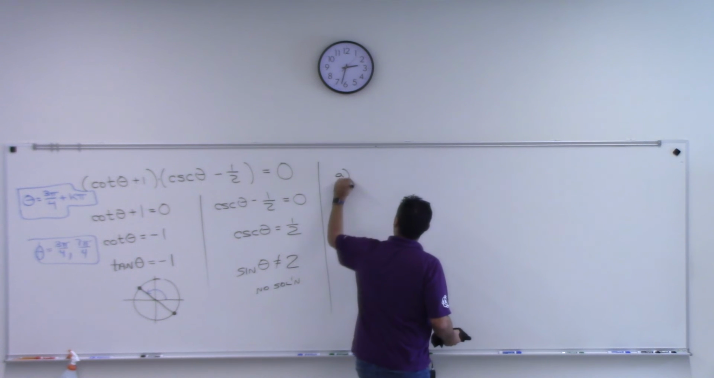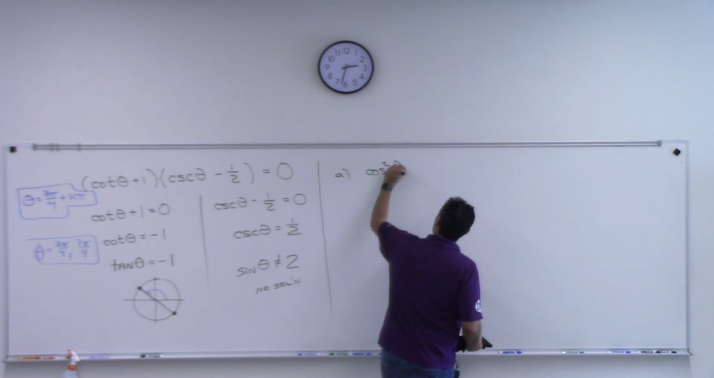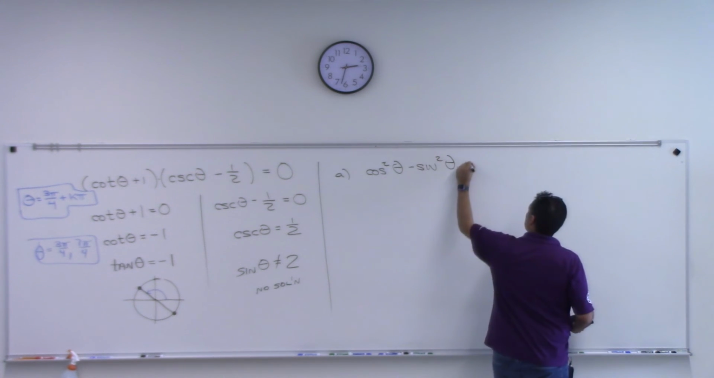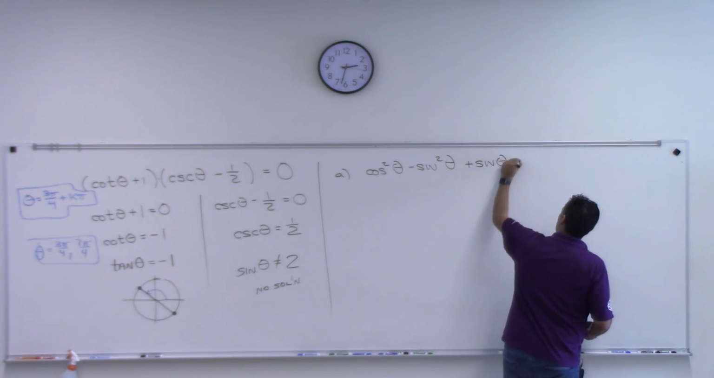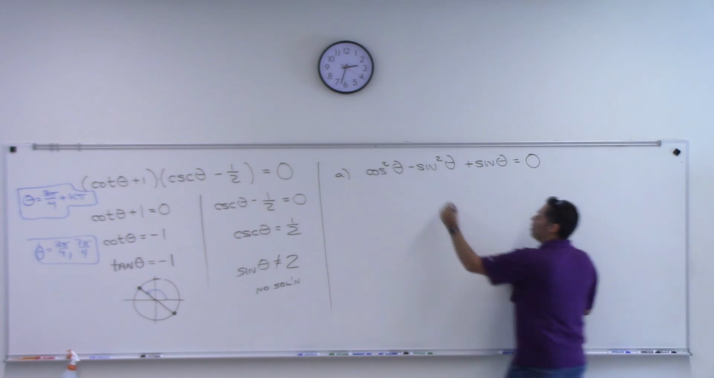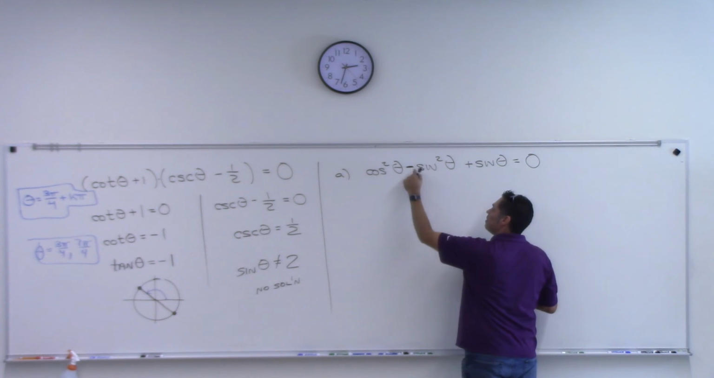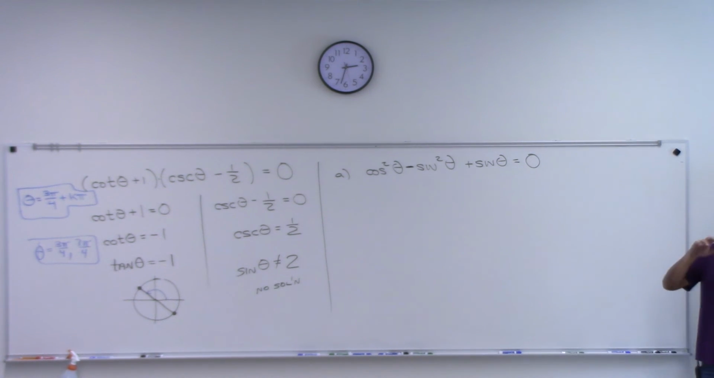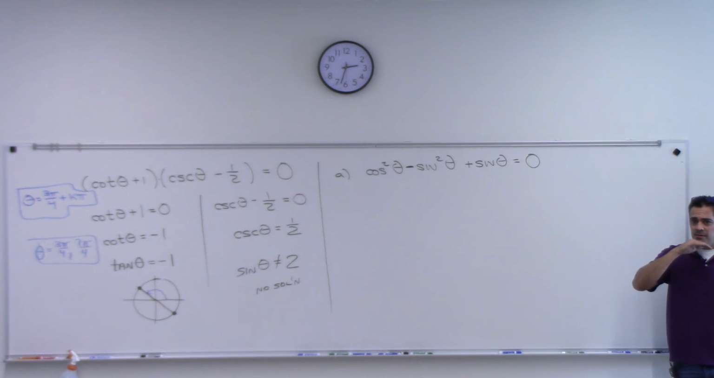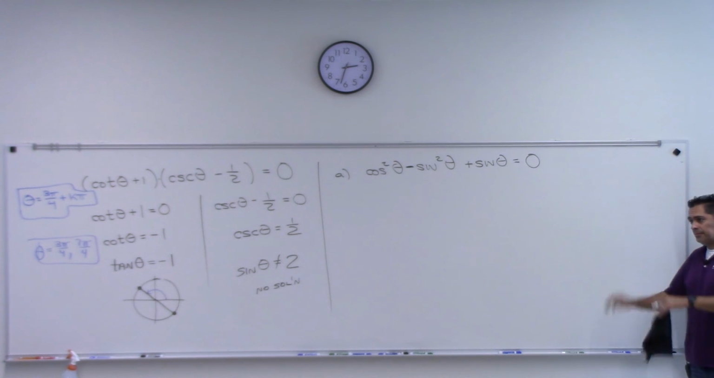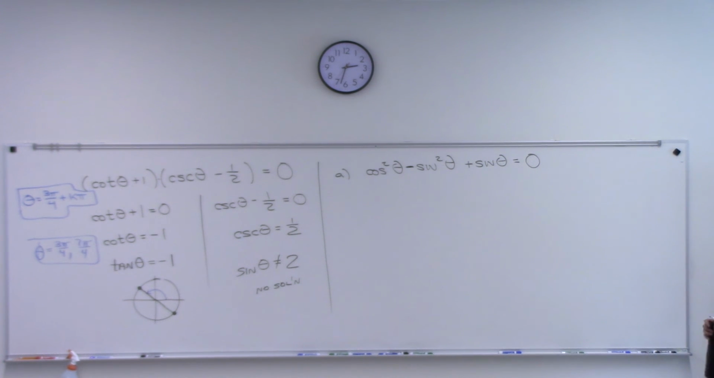So for A, we have cosine squared theta minus sine squared theta plus sine theta equals 0, right? Boy, if that was a plus right there, I'd be happy, but it's not. So this looks like it wants to be quadratic, doesn't it? But I need either all sines or all cosines. So what do you think we should do? All sines or all cosines?